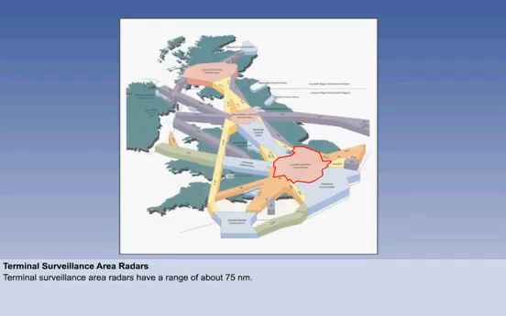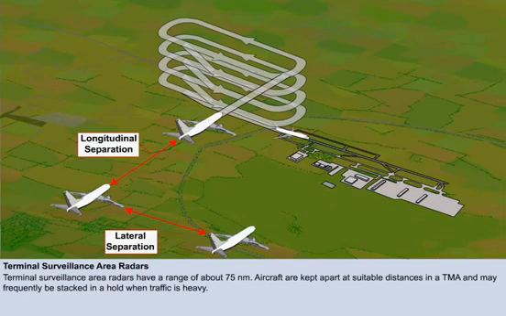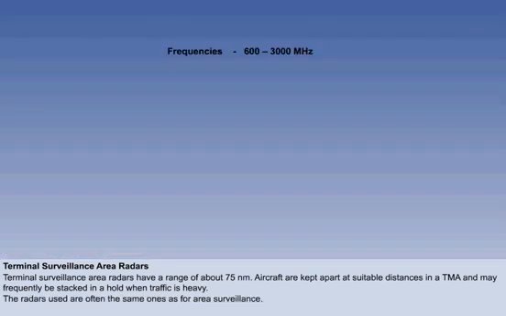Terminal area surveillance radars are medium range, operating up to about 75 nautical miles, used for controlling traffic in terminal control areas such as the London TMA, shown here. Aircraft are kept apart at suitable distances in a TMA and may frequently be stacked in a hold when traffic is heavy. The radars used are often the same ones as for area surveillance.